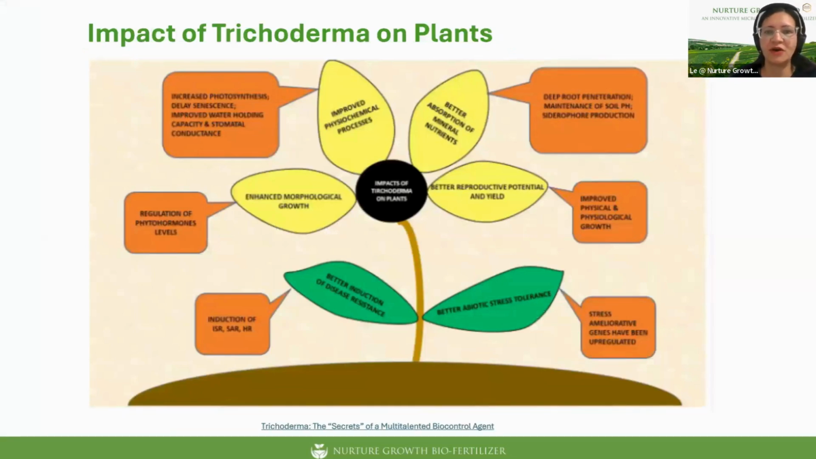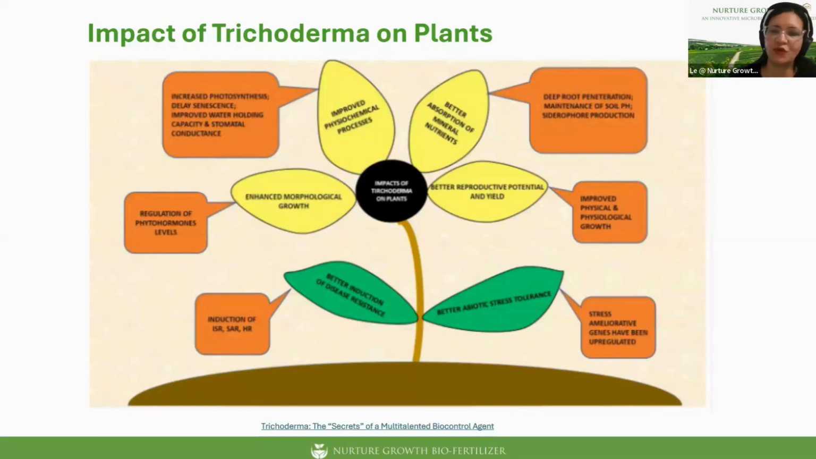Impact of Trichoderma on plants. So what is the impact of Trichoderma on overall plant growth and development? The presence of Trichoderma is helpful for more root growth, and there is deep root penetration. Because of this, the plant roots are able to absorb more and more minerals and nutrients, and this contributes to improved physical and physiological growth of the plant.